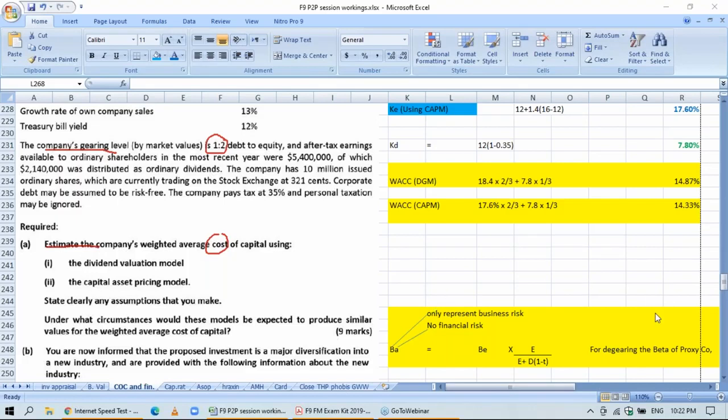Sophia, is it clear? So we have to take proper weights. If we take improper weights, the cost of equity's effect will be reduced, and obviously the WACC will go wrong, and then NPVs will come wrong. Okay, you need to see the working of DGM. Okay, I'll show you.